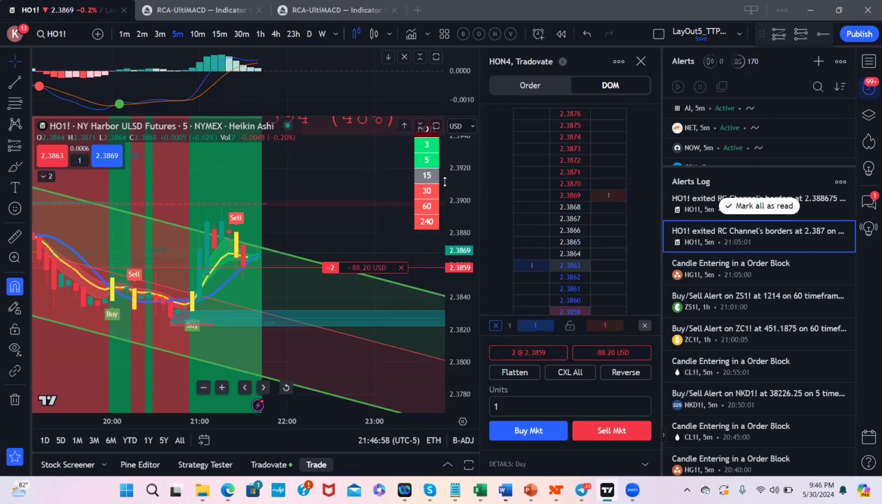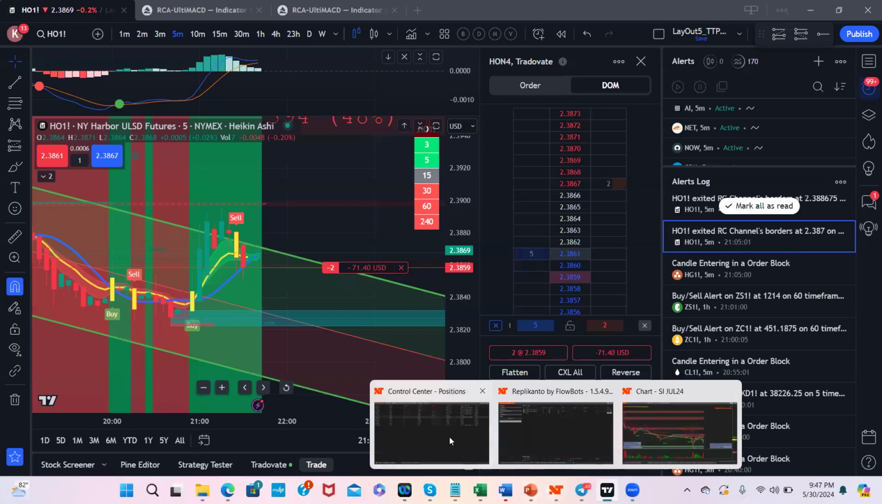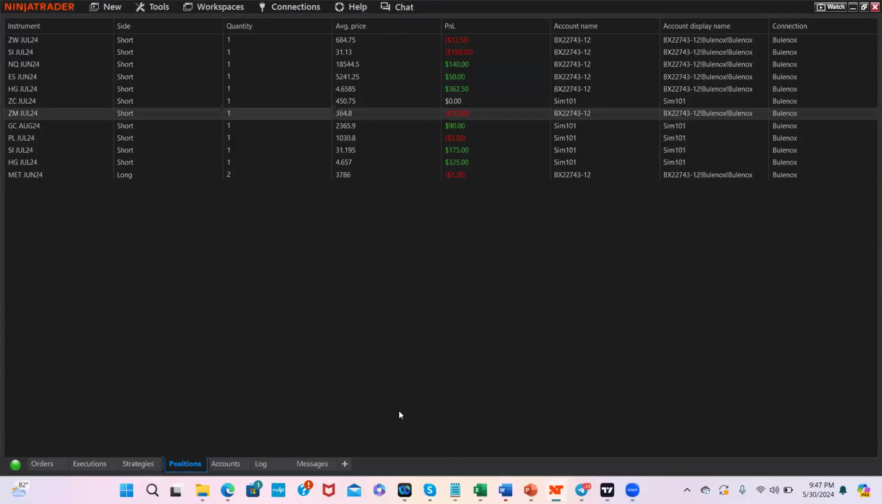When you manually close the position from Ninja, the bot will not stop. You have to go and disable it, right? For example, you go right here. On copper, it made $362. In the real account, it made $412. On NQ, it made $230. On ES, it made $112. On silver, it made $300. So like this, you have to, right?